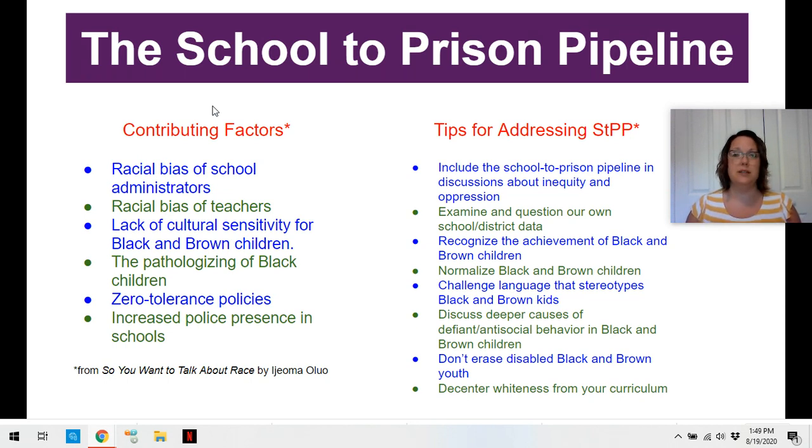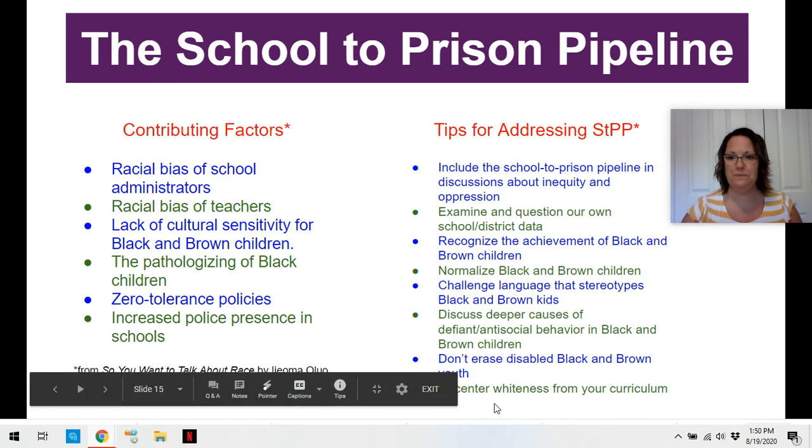We want to make sure we're not erasing our disabled Black and brown children. And we want, this is a big one for me, we want to decenter the whiteness from our curriculum. If we're teaching a unit on inventors, we don't want every inventor to be white. We don't want our Black children to think that their history starts with slavery. So we need to be sure that we are bringing in positive things for our students to see. All right, next.